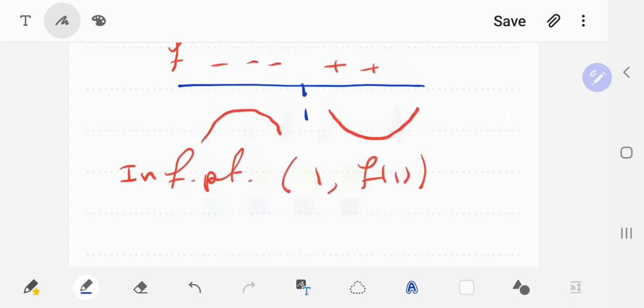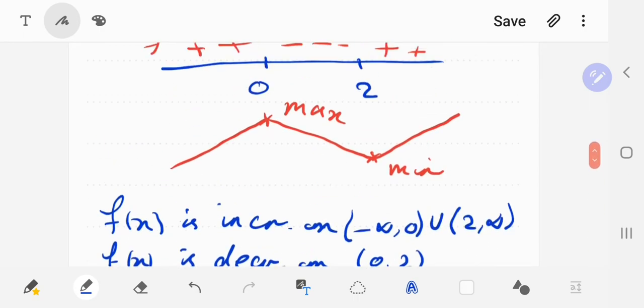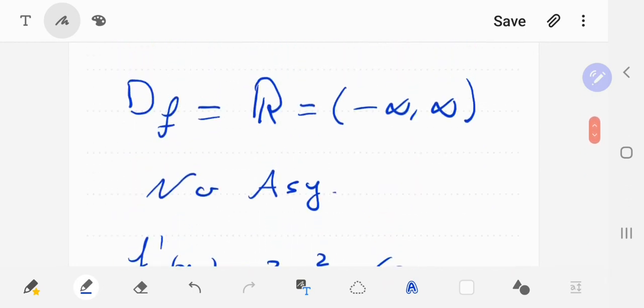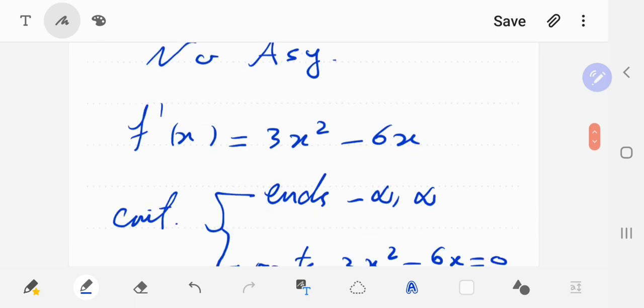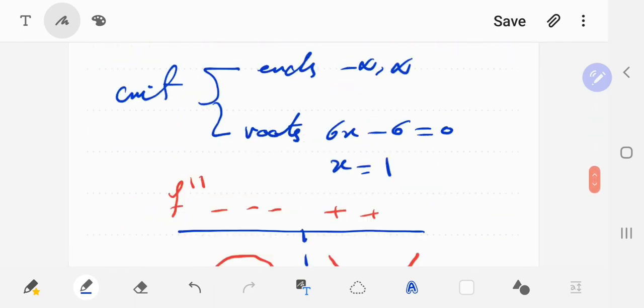We need to evaluate that, of course. 1, f of 1, again, we're talking about the original function. All what we are doing is to graph the original function. So 1 minus 3, that's negative 2.